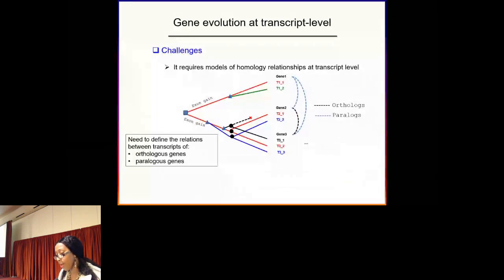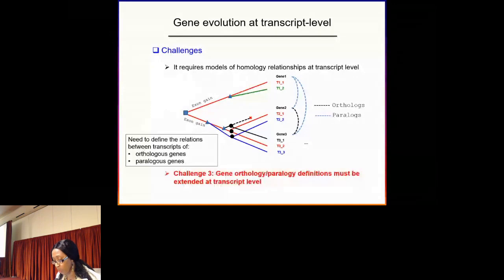And the third challenge is that reconstructing gene evolution at transcript level actually requires a model of homology relationships at transcript level. We have seen that there are models of gene homology at gene level, so in ontology and biology, the same must be described at the level of transcript. For instance, here we've said that gene 1 and gene 2 are paralogs, because the least common ancestor is a duplication, and gene 2 and gene 3 are orthologs because the least common ancestor is a speciation. So we need to define the relation between transcripts of orthologous genes and transcripts of paralogous genes. So this must be extended at the level of transcript, challenge three.